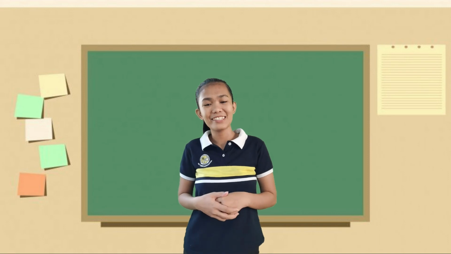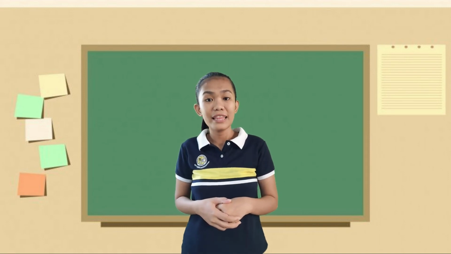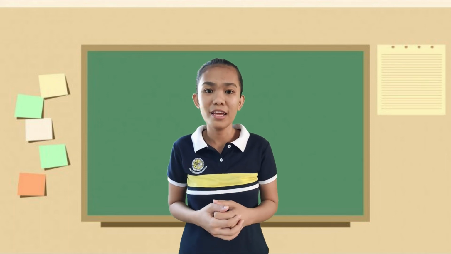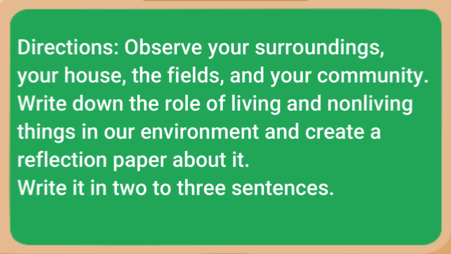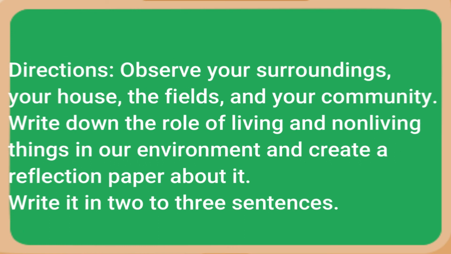Very good, students! Living things and non-living things have their own characteristics that play a vital role in our environment and our community as well. And with that, let us proceed to our last activity. Directions. Reflect on the role of the living and non-living things in our environment. Write it in 2 to 3 sentences.